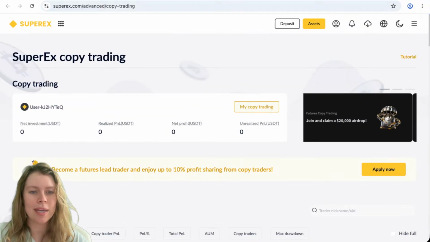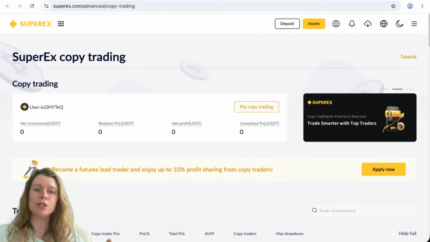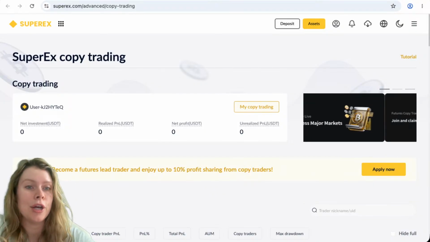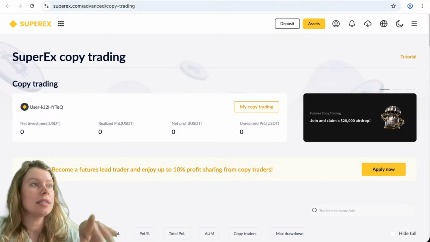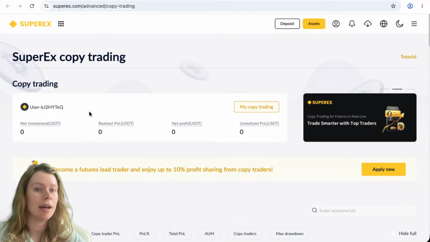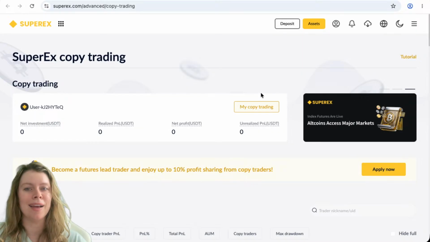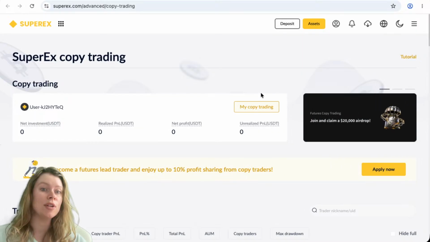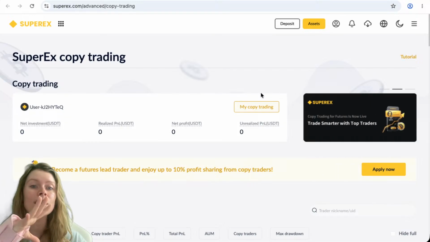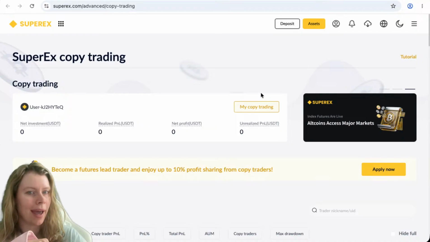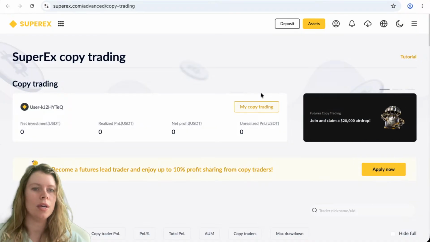Okay, so this is the SuperEx copy trading hub. There are four things that we need to know. Number one, the top section is our dashboard, which is up here. Right now, my net investment and P&L are all zero because I haven't started. But once you start copying, this is where you'll see your real-time profit and loss across the traders you follow.